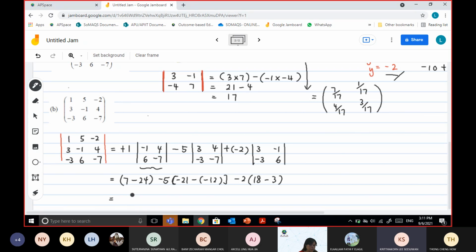Negative 2. Negative 2, correct. Okay, thank you. So your answer is negative 2, the determinant for part B. Okay, so next we need to find the cofactor matrix.